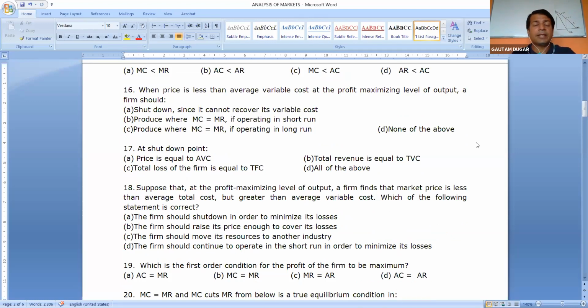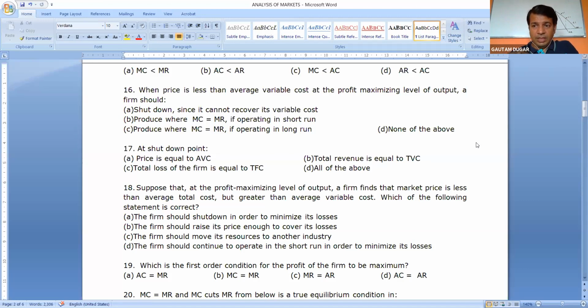17. Again, what you people did, you were in a hurry. Read the questions carefully, and the options. At the shutdown point, price is equal to AVC. That's true. But the second one: price is less than AVC. At shutdown point, the price and AVC are equal. Now, if we go further, then the price will become less than AVC. So shut down. If we ask when will the firm shut down, when the price goes below AVC.